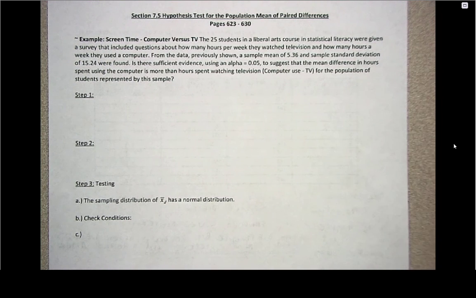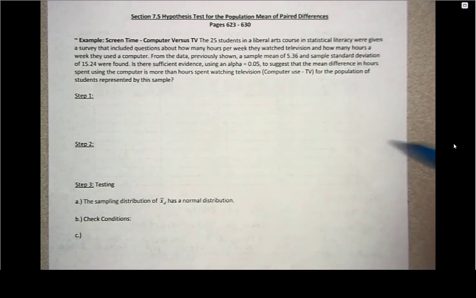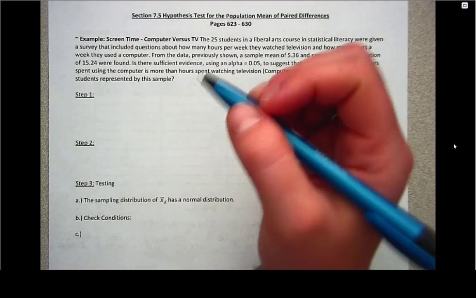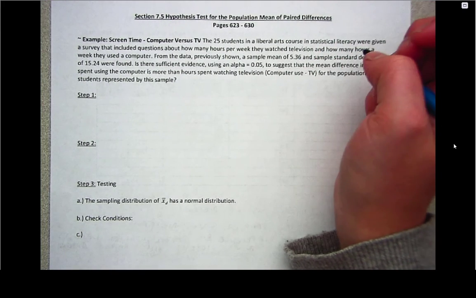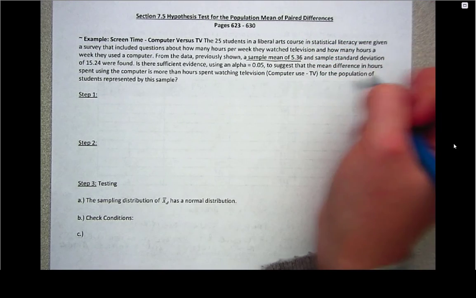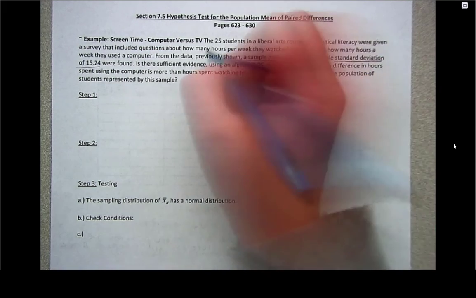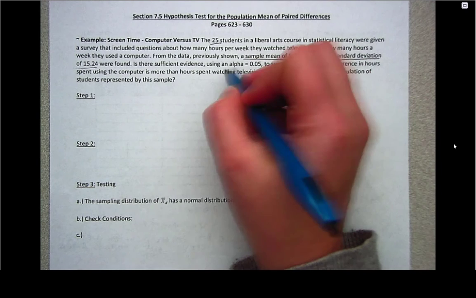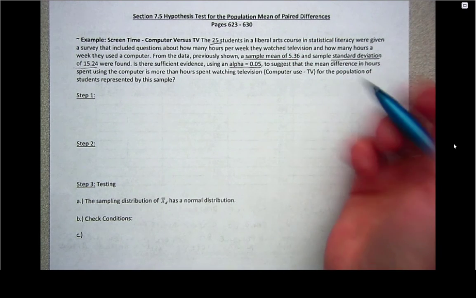We're going to look at how to perform a hypothesis test for the population mean of paired differences. We're going to do this using the example of screen time for computer versus TV use for students. So here I always need my sample information, so sample mean, sample standard deviation, and also sample size. I also need what I'm going to use to do my decision making, so what alpha is equal to.